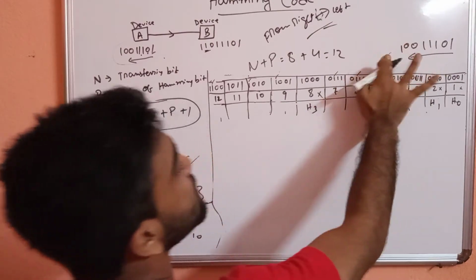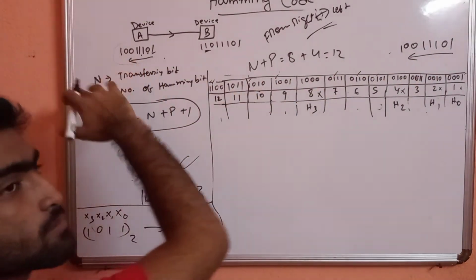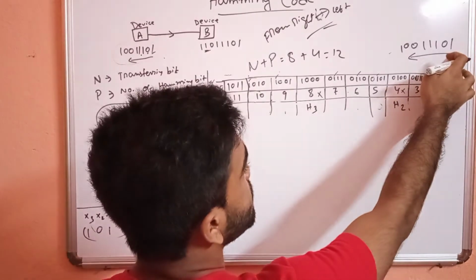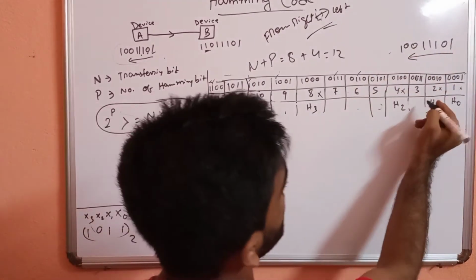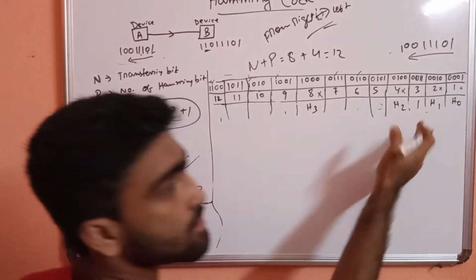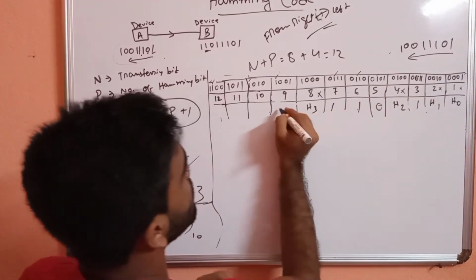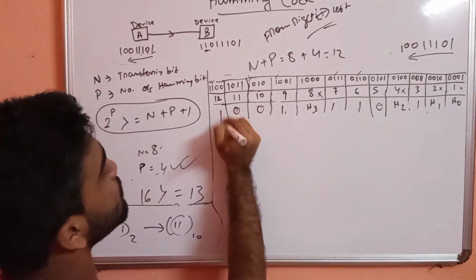Sorry, this is not n. This is the data transferring from A to B. The number of bits is n. We will copy this bit by bit from right to left. Now we will copy 1. All the remaining places will be filled: 1 0 1 1 1 1 1 0 0 1.